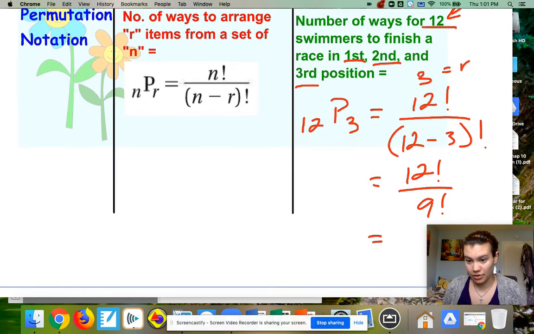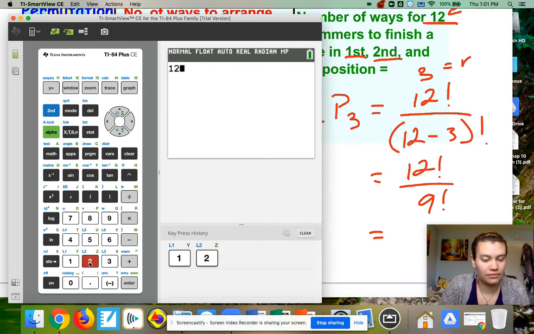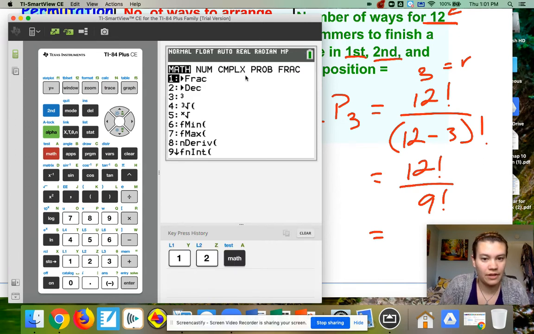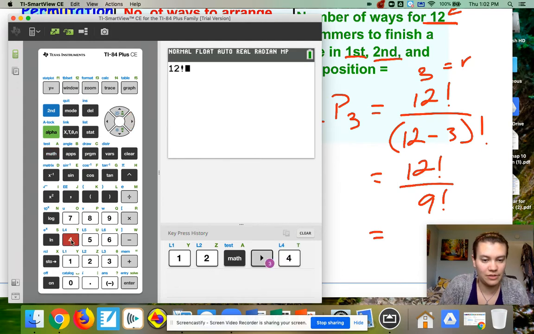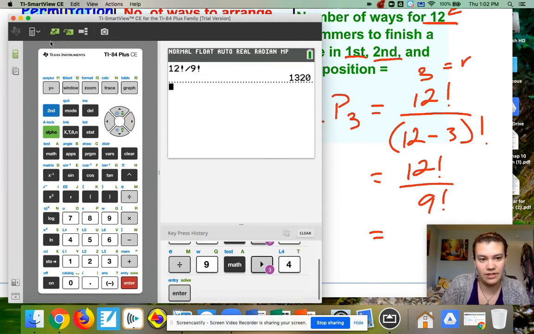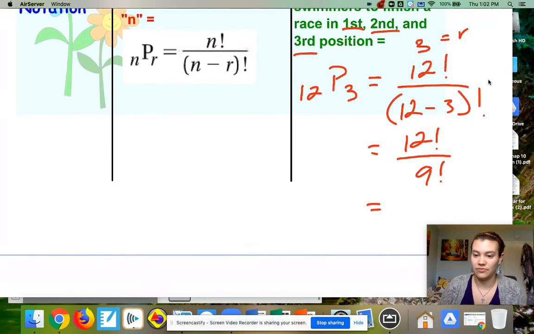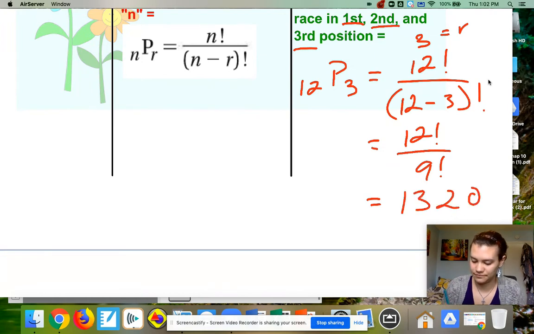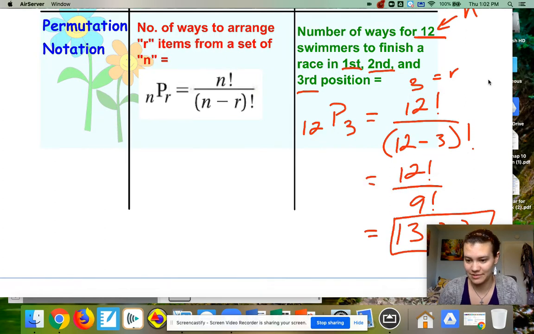So I'll show you one more time how to find this. You can type 12, go to math, arrow over to probability, and then you want 4 to get your exclamation mark, divided by 9, hit math again, arrow over to probability, hit 4, enter, and then your answer is 1,320 for the different ways you can find this. The different combinations of first, second, and third place, which here, again, order matters because you want to be first, not third.